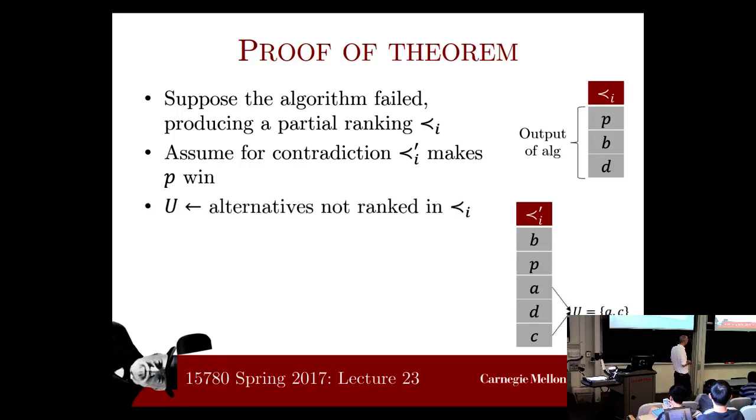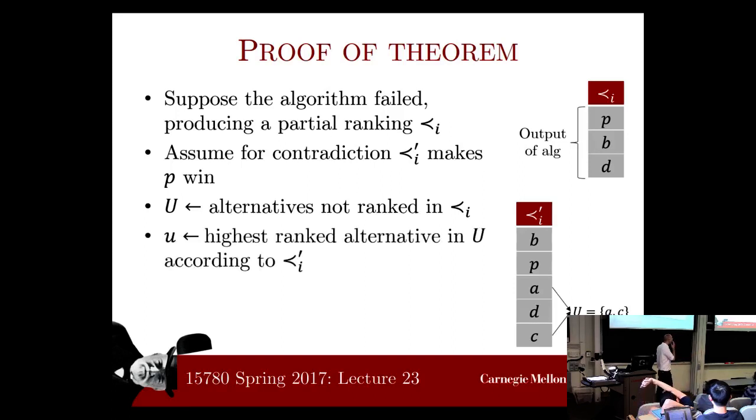Now, let's define by U the set of alternatives that we couldn't actually rank. So we got stuck at some point. In the example, we couldn't rank A and C. So let's call these alternatives U. And this is pointing to A and C, which are the alternatives that are not ranked in the original ranking. So U stands for unranked.